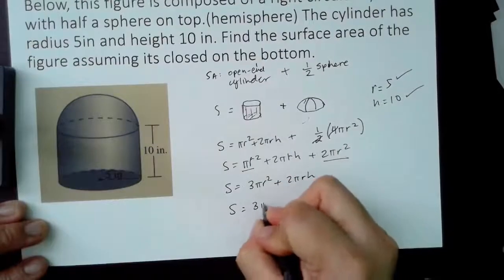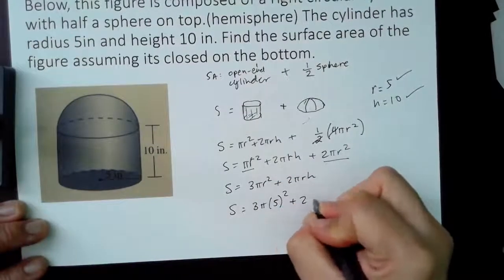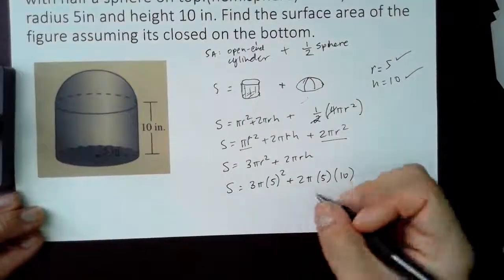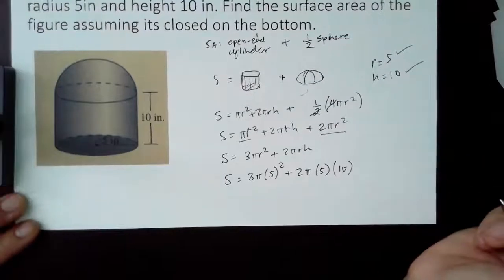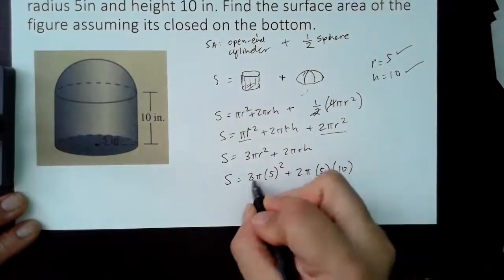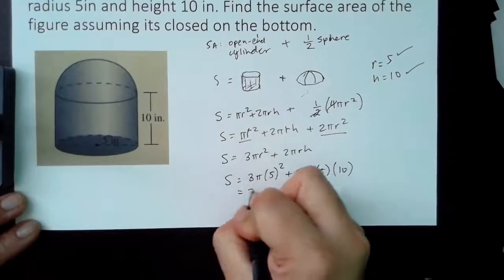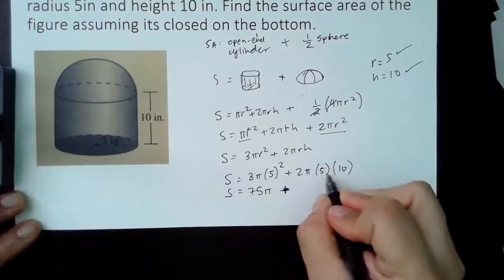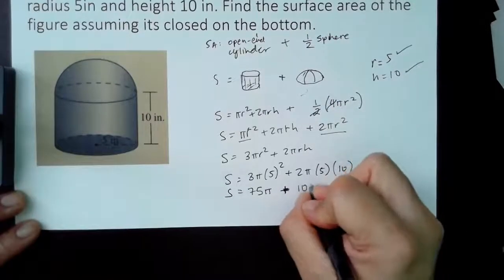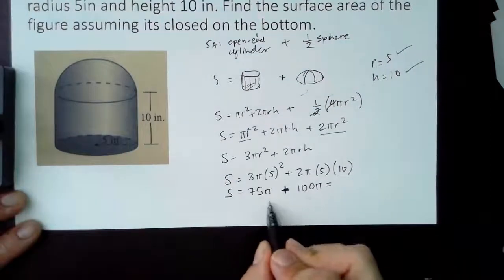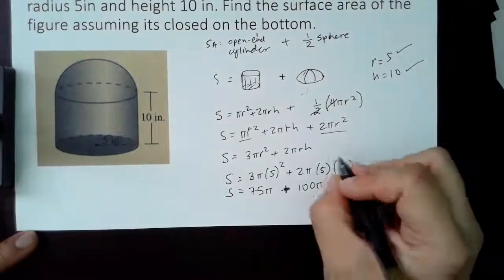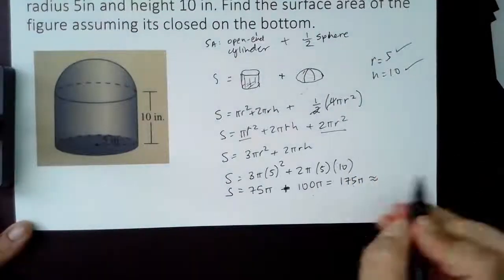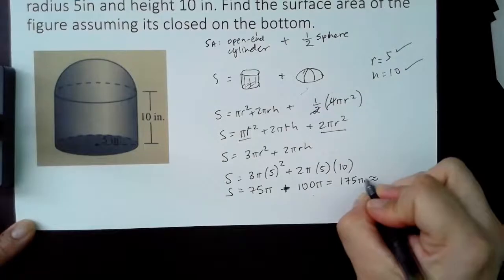So r is 5, so 3 times pi times 5 squared plus 2 times pi times 5 times h, which is 10. Let's find the exact, and then the decimal approximation. Here we have 3 times 5 squared, which is 25, times 3, that's 75 pi. Plus 2 times 5 is 10, times 10 is 100 pi. Then we can combine these two together as if they were a variable, so that would be 175 pi. That's the exact, inches squared.